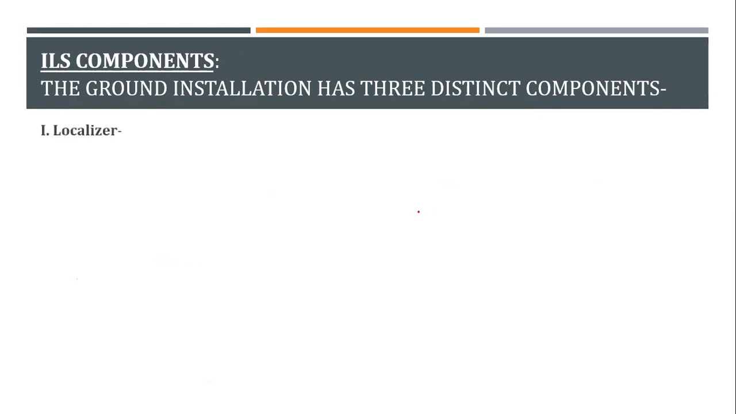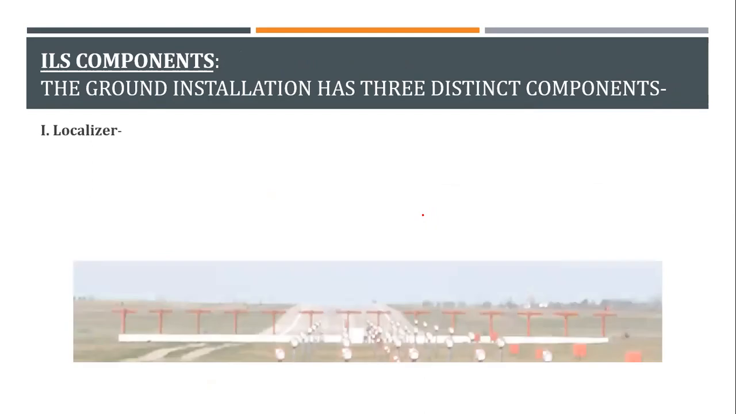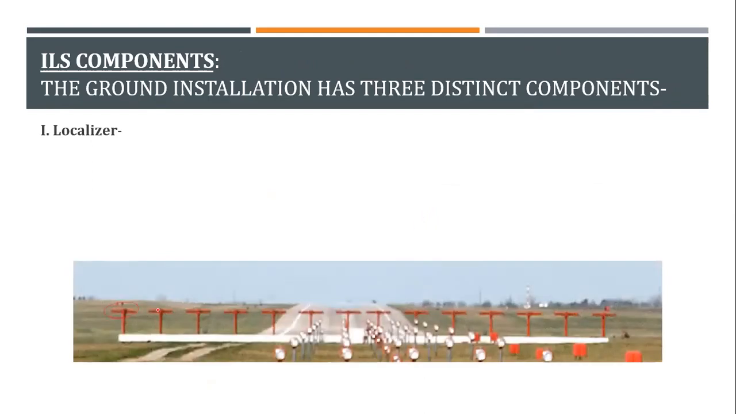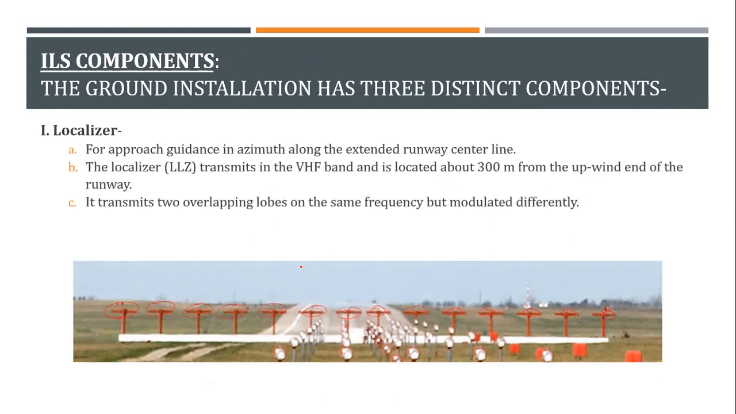As I told you, the first one is the localizer, LLZ. Now, localizer, you've already seen the picture. I'll present it here also. These small areas put together in a horizontal way are termed together as a localizer. You can always see that they are horizontally present, so that means they are horizontally polarized areas.